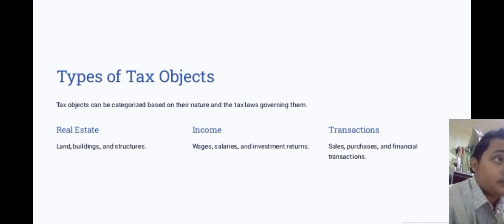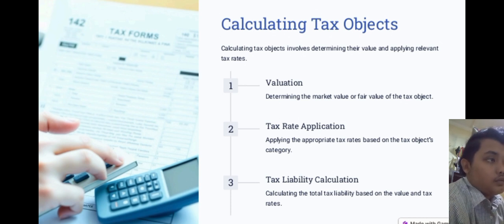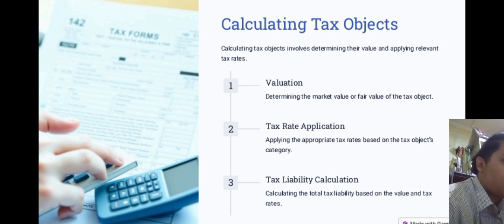Calculating tax object. Calculating tax objects involves determining their value and applying relevant tax rates. Number one, valuation: determining the market value or fair value of the tax object. Number two, tax rate application: applying the appropriate tax rate based on the tax object category. Number three, taxability calculation: calculating the total tax liability based on the value and the tax rate.